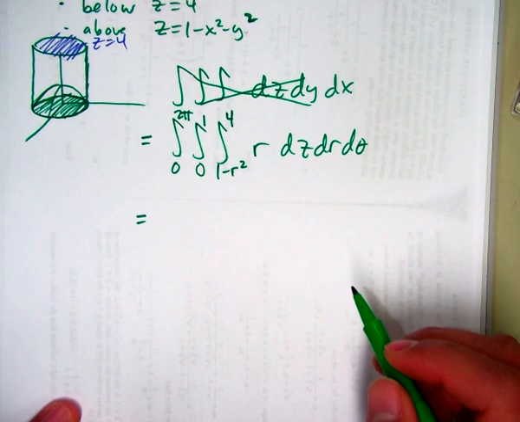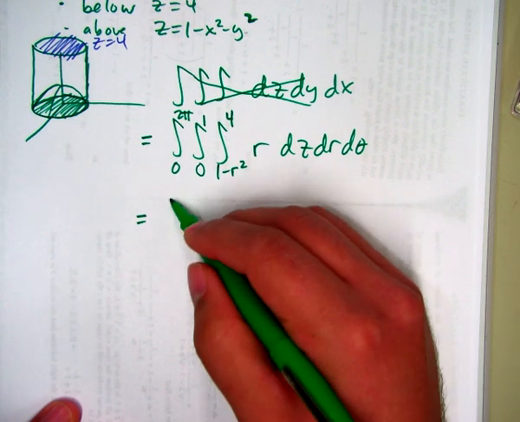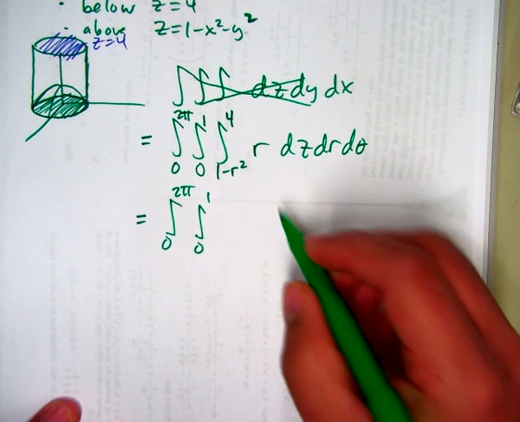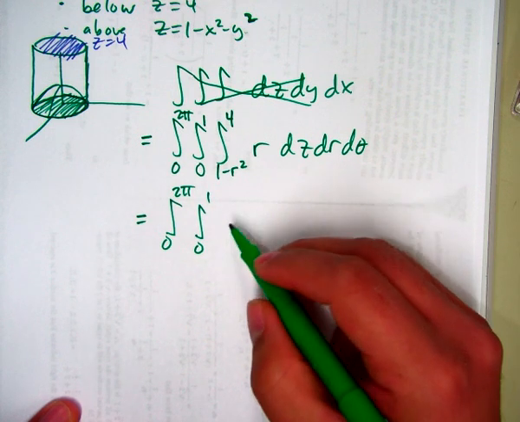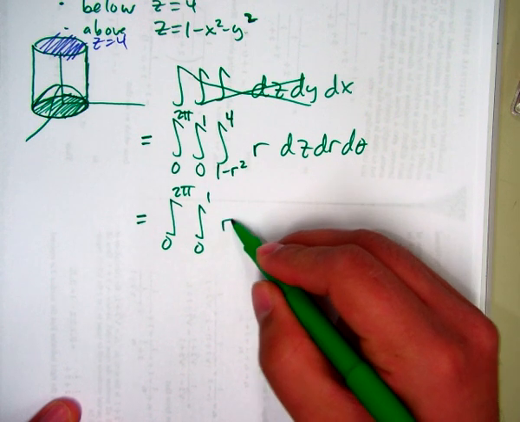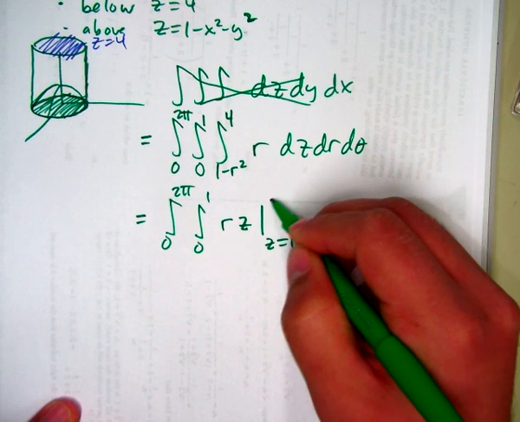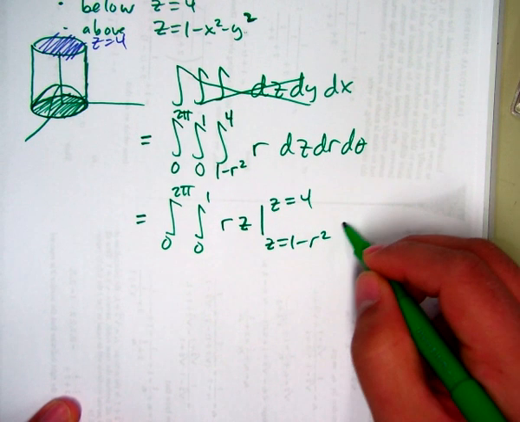So 0 to 2 pi, 0 to 1, we get r dz, from z equals 1 minus r squared to z equals 4, dr d theta.